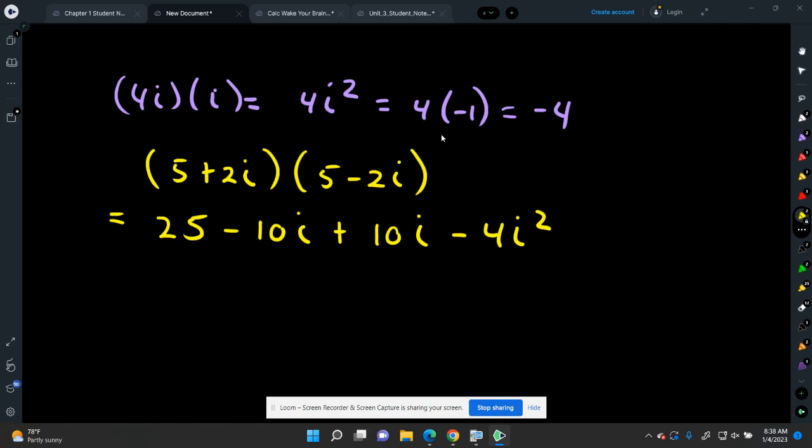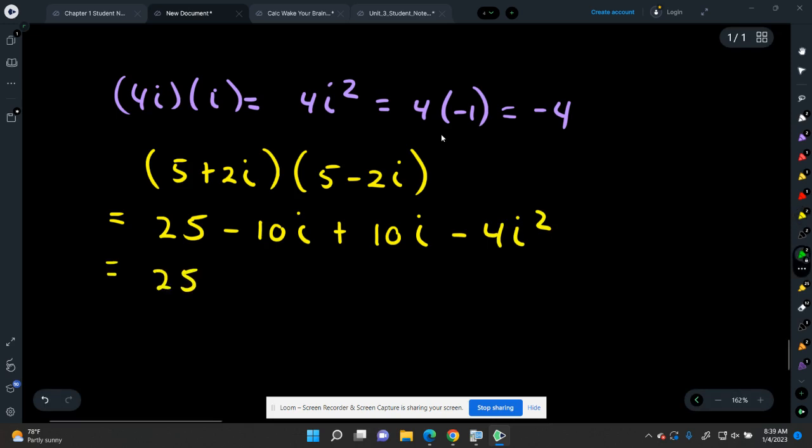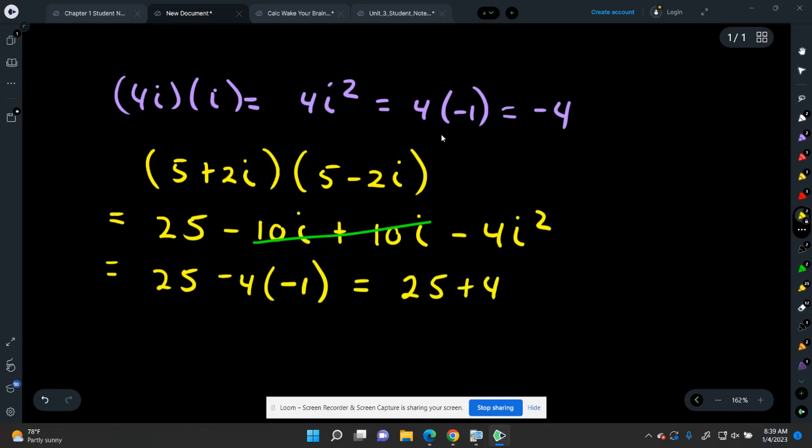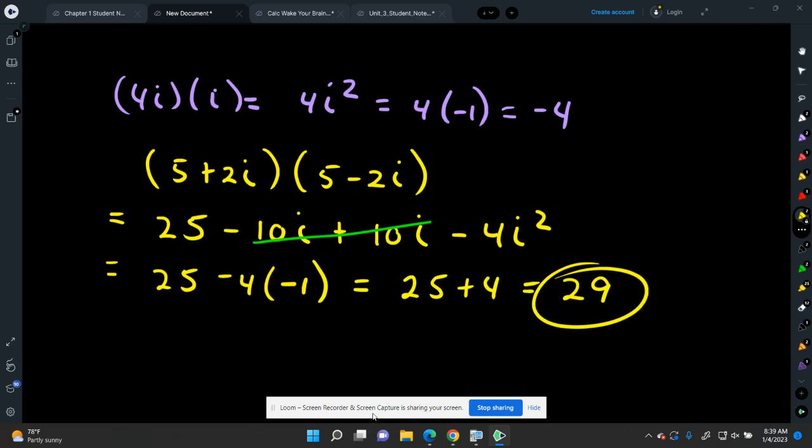Okay, so I FOILed it. First, outer, inner, last. So that gives me 25. Now the 10i's cancel. So then we have minus 4. We can't have an i squared, but i squared is equal to negative 1. So we get 25 plus 4, which equals 29. So there's our answer. Okay. Everybody good so far?